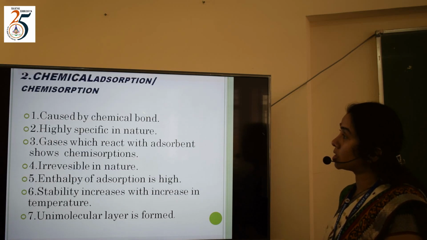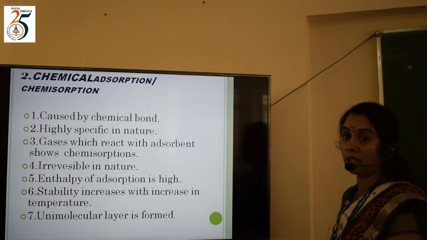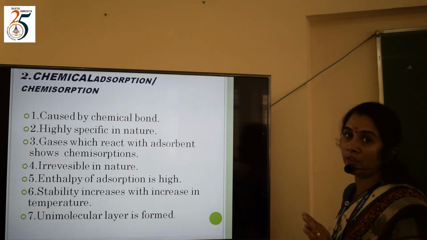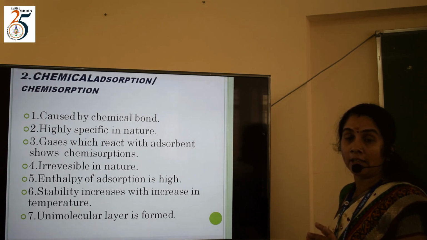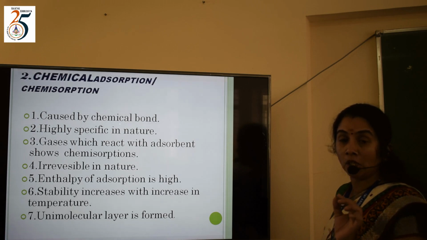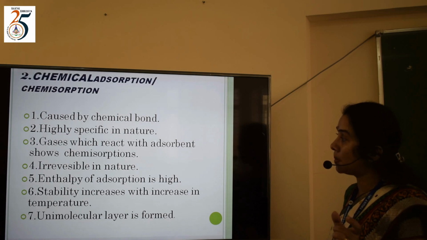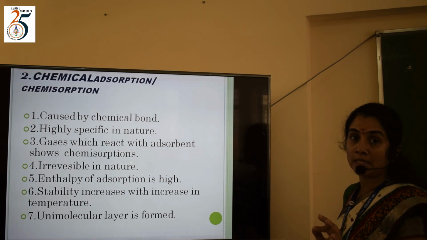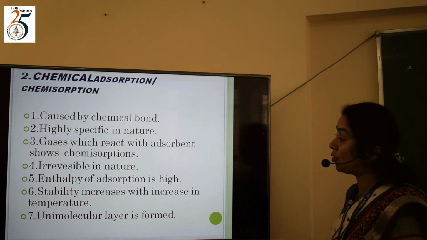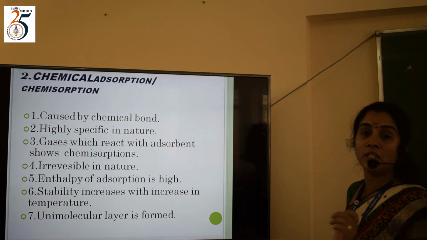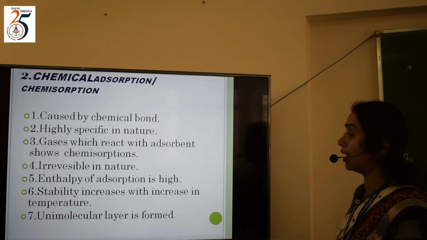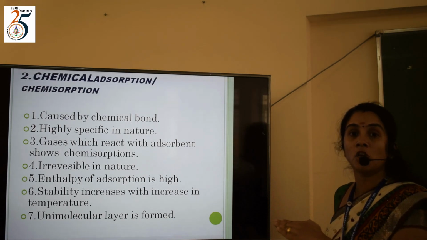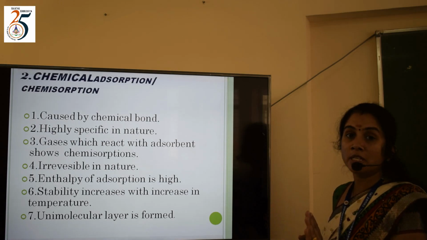Whereas in case of chemical adsorption or chemisorption, it is caused by chemical bonds. A chemical reaction happens between the adsorbent and adsorbate, and it is highly specific in nature. So for a chemical reaction to happen, both the adsorbent and adsorbate should be able to react. So they are highly specific. Gases which react with the adsorbent show chemisorption, which is irreversible in nature. So once it happens, it cannot revert back. Enthalpy of adsorption is high. A huge amount of energy is liberated during adsorption. Stability increases with increasing temperature and only a unimolecular layer is formed. So once it covers the surface of the adsorbent, chemical adsorption cannot happen again.